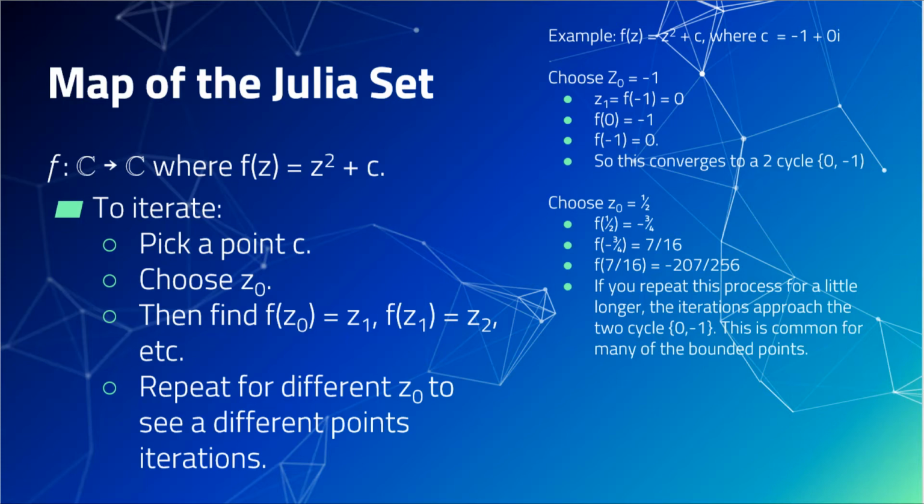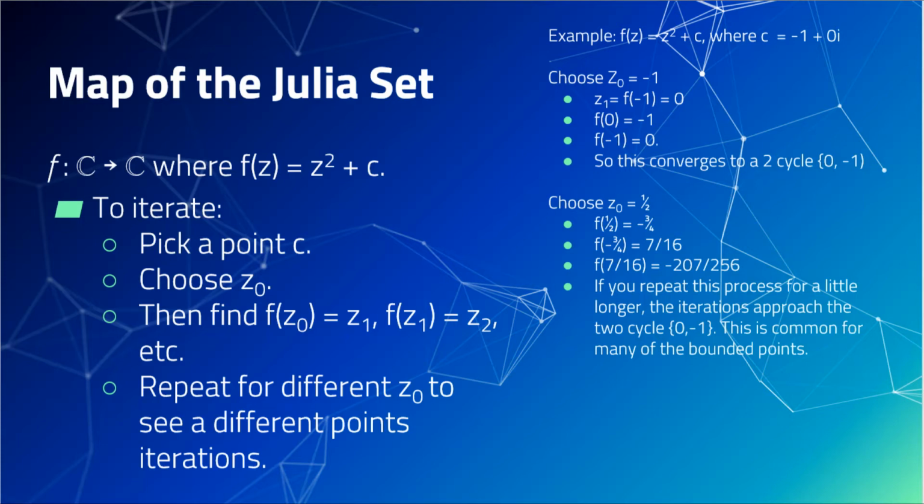Then you choose z naught. So you start with that point c, and then you choose a z naught to be your first point. Then you find f of z naught to make z1, f of z1 to make z2, and you repeat that on and on. And so you see if, starting from that z naught, that function remains bounded or not. It might blow up and go to infinity, or it might not. So we repeat this for different z naughts. After we choose one z naught, we'll choose a different z naught on that same c, and so on and so on.